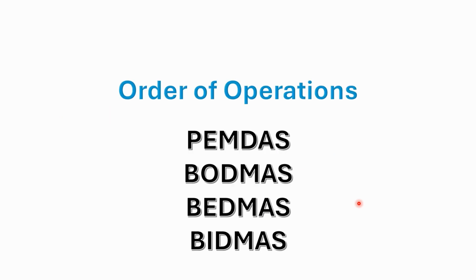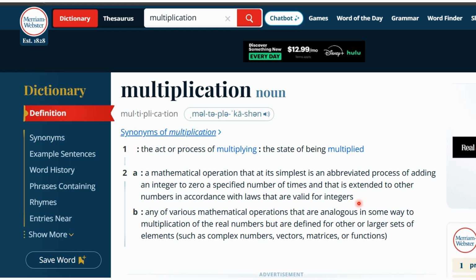Some people memorize the order of operations based off of acronyms. They're not necessary, but there are acronyms out there: PEMDAS, BODMAS, BEDMAS, BIDMAS, depending on where you're from, but they all mean the same thing. PEMDAS is parentheses, exponents, multiplication, division, addition, subtraction. But again, it's just 4 steps, not 6. We're not going to get into PEMDAS and all the acronyms today. That's another video.